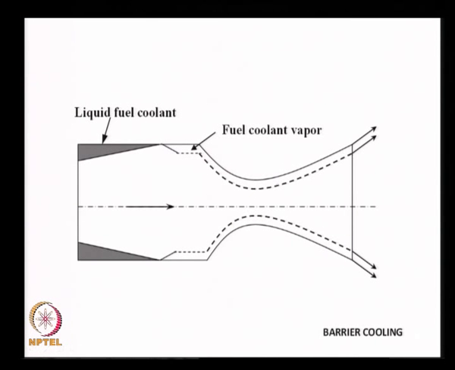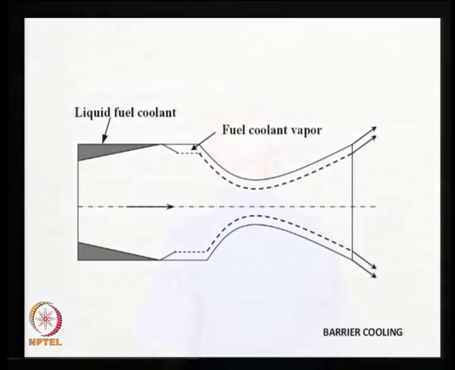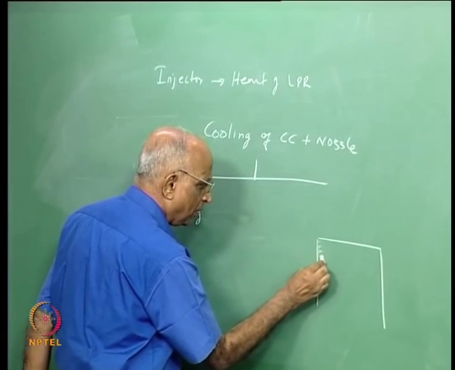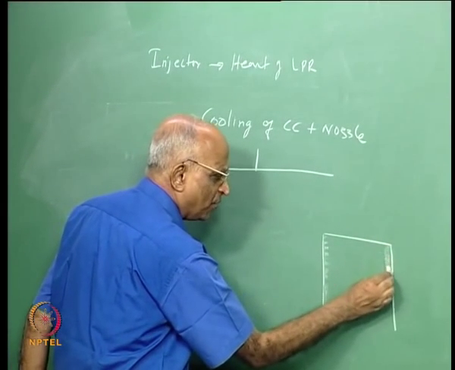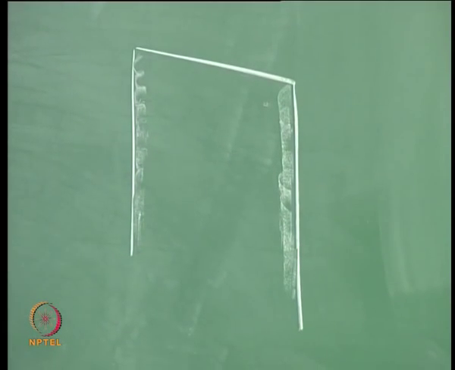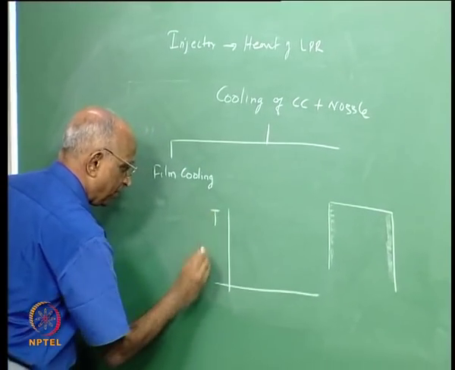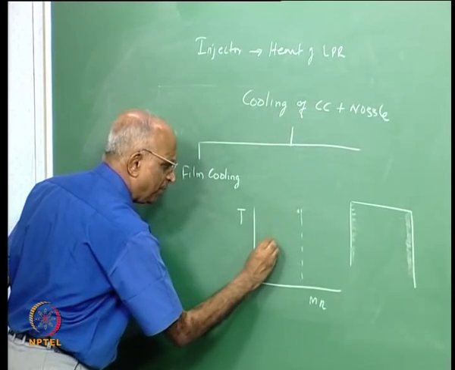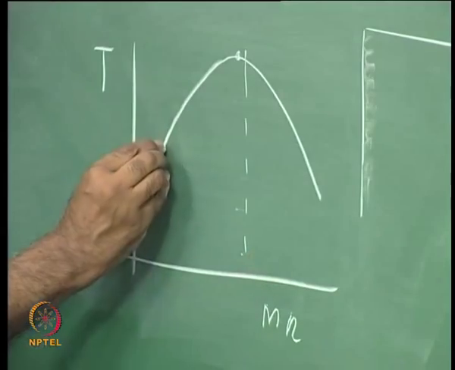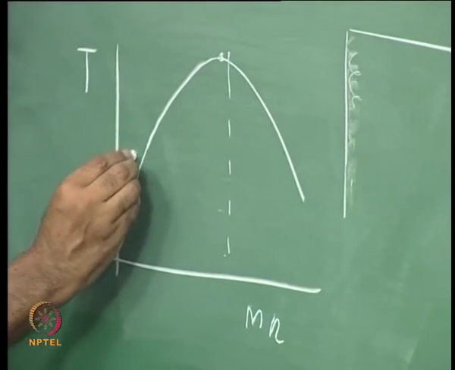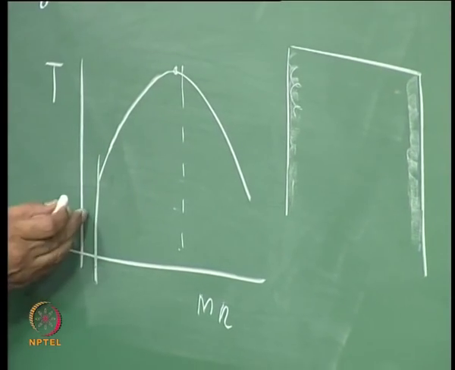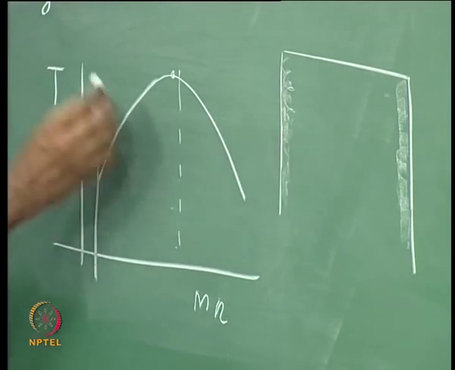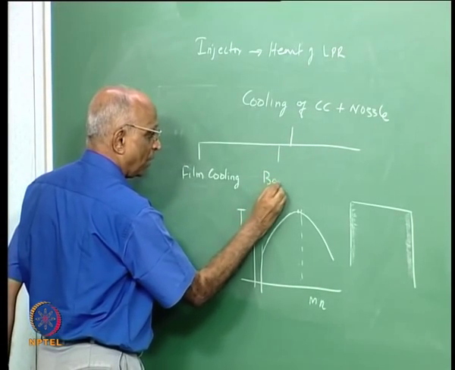Instead of film cooling, I could also make sure that when I have the combustion chamber over here, I could make this a little bit fuel rich. If it is fuel rich, I know from my diagram of temperature versus mixture ratio, near stoichiometry I get maximum flame temperature, slightly less than this. If I can keep the gases over here very fuel rich, then I have a low temperature over here. That means I have a barrier of fuel on this side, and this method of cooling is what we call barrier cooling.